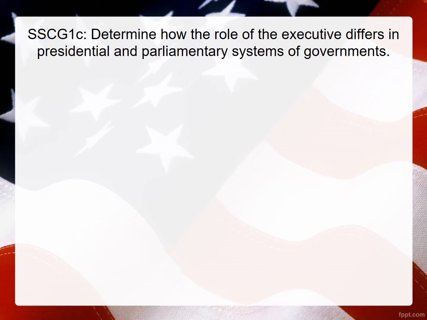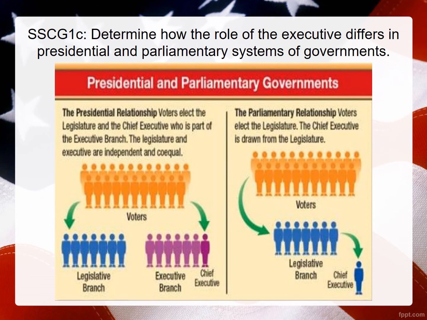Now, very quickly, we're going to look at how the executives differ in presidential and parliamentary systems of government. Now, when we think about a CEO, and we think about a country, who is the CEO of the United States? You're exactly right. It's the President of the United States. Just like a company, the President of the United States is the CEO of our country. He handles the day-to-day business of our country. So looking at this image in this chart, this will give you an idea of the difference between a presidential style of government and a parliamentary style of government.